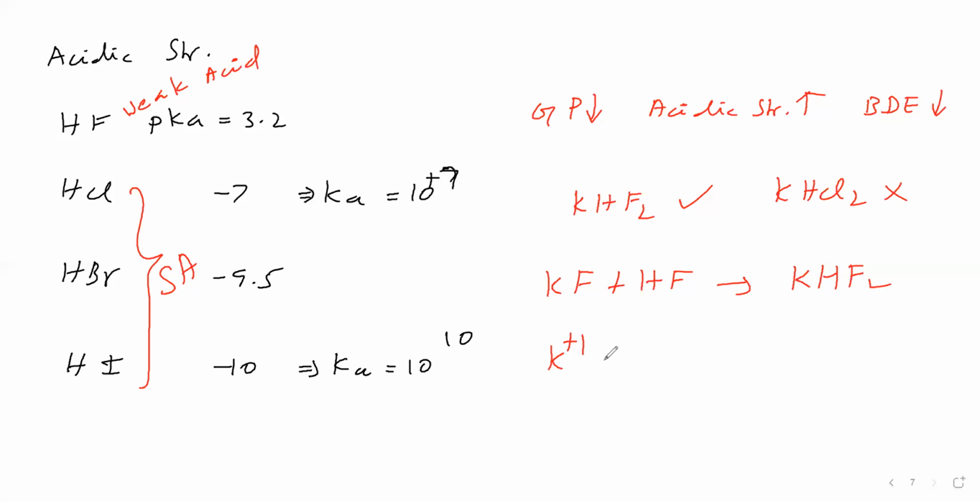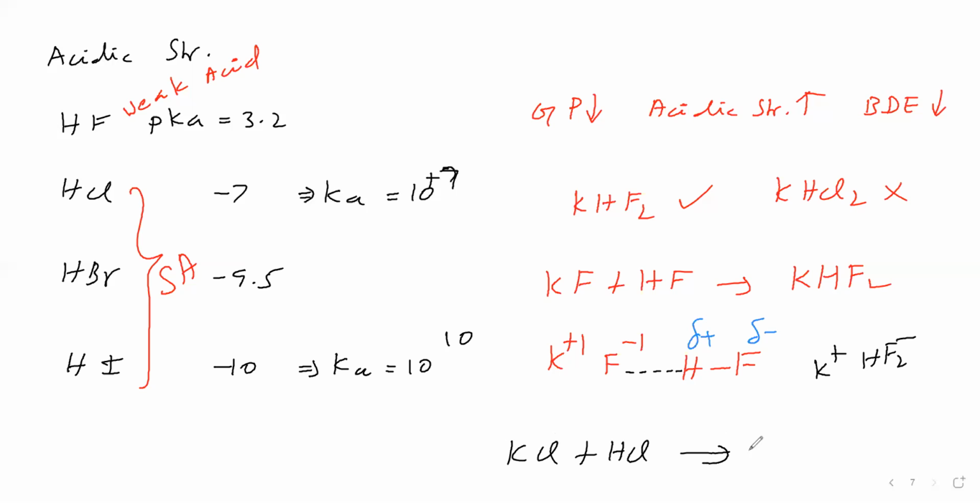KF we can write as K plus, F minus. HF we can write like this, with a partial plus and a partial negative. Now this F minus is attracting this H plus through hydrogen bonding. Because of hydrogen bonding, KHF2 exists, K plus HF2 minus. But here hydrogen bonding is not possible, therefore it does not exist. Therefore, if you mix KCl and HCl, you will not get KHCl2 because there is no hydrogen bonding. Therefore, like this is not possible.